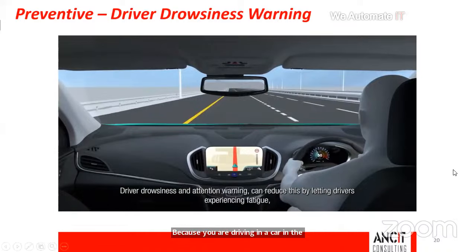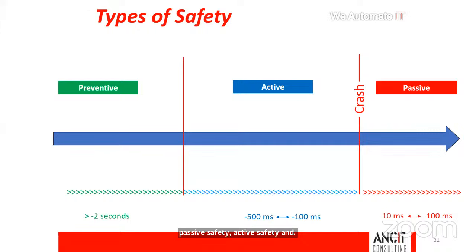Okay, so these are some examples of safety: passive safety, active safety, and preventive safety. We have discussed passive safety, right? Passive safety will react as early as possible, in the time period of 10 milliseconds to 100 milliseconds. Whenever a crash has occurred, this passive safety will be implemented, for example, releasing the airbag. So the time is very, very important for passive safety.